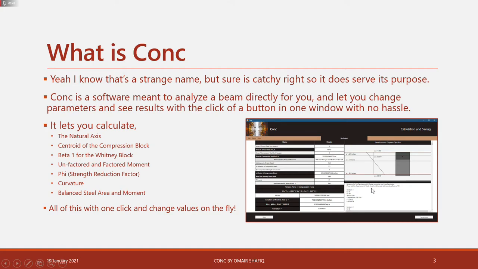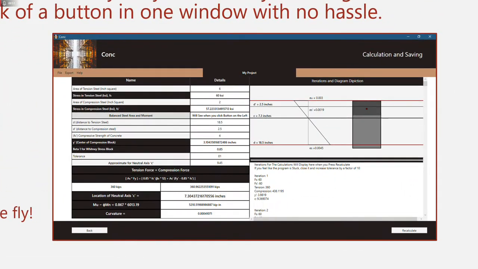It is software that's meant to give you the neutral axis, the moment, the factored and unfactored moment. You can see the unfactored moment here, the factored one here, the curvature of the strain diagram, the depth of the neutral axis, the centroid of the neutral axis itself, and the strain in the tensile steel, the compression steel, and the balanced moment as well, if you want it. All directly by simply clicking one button.